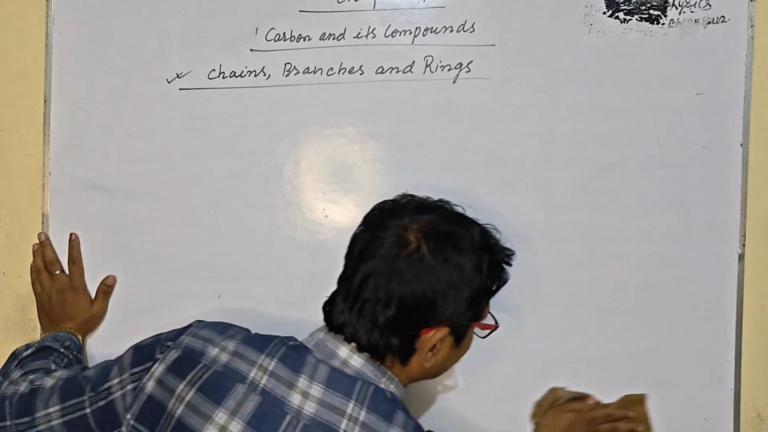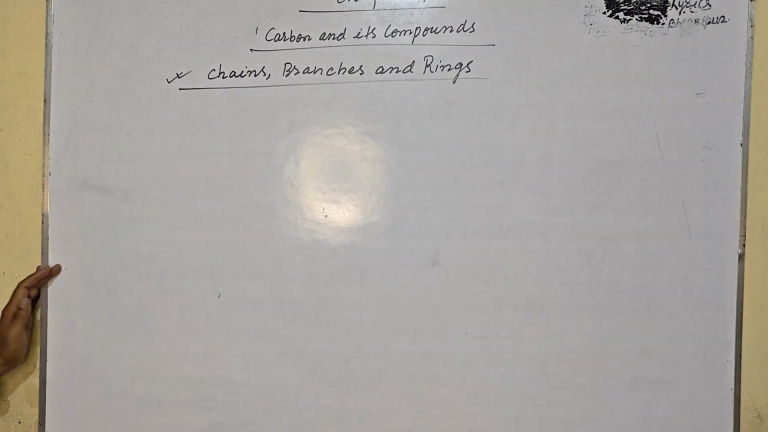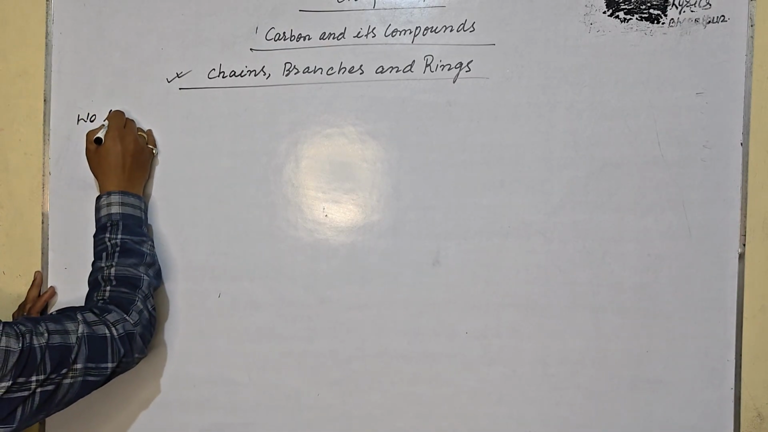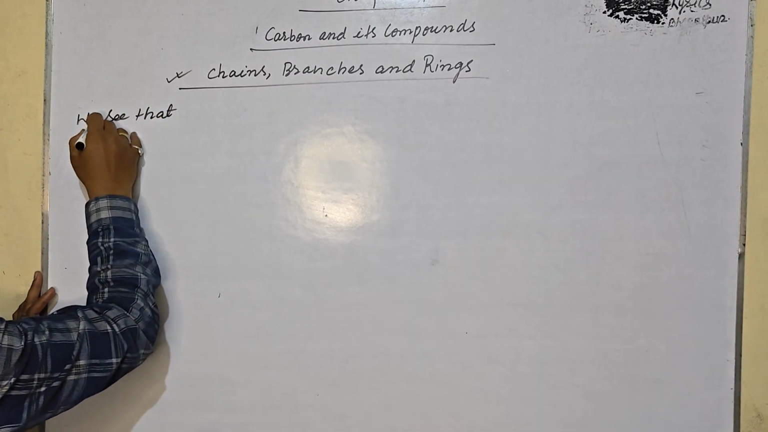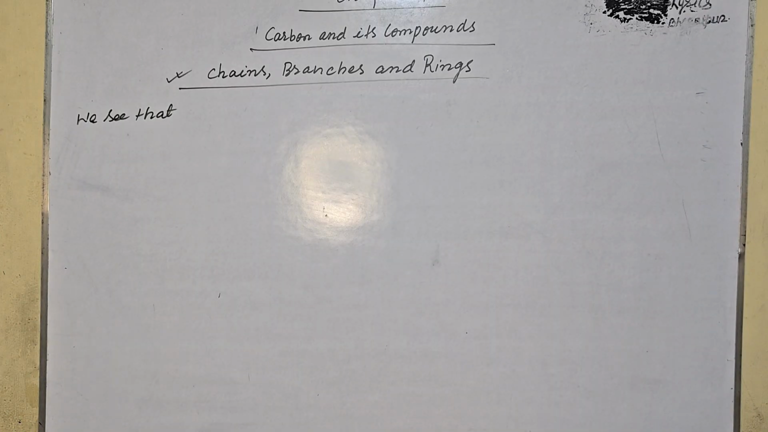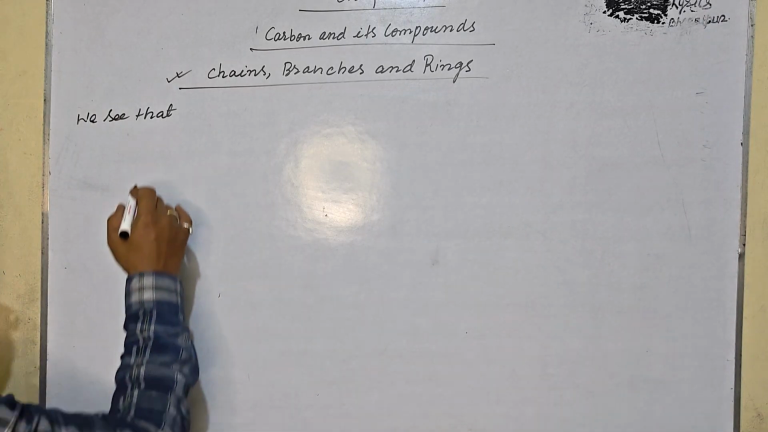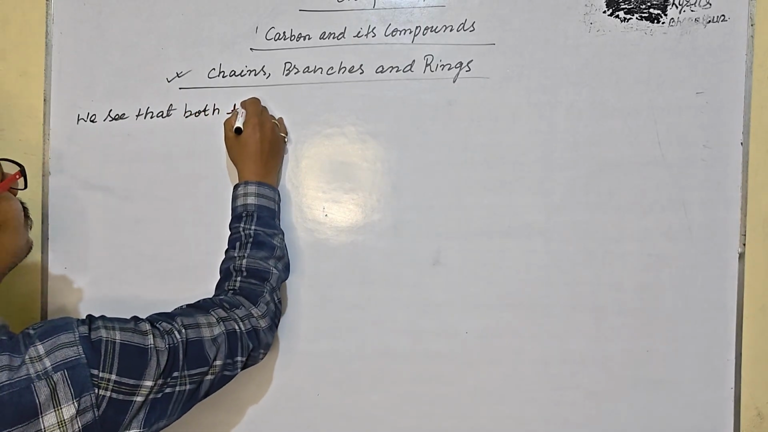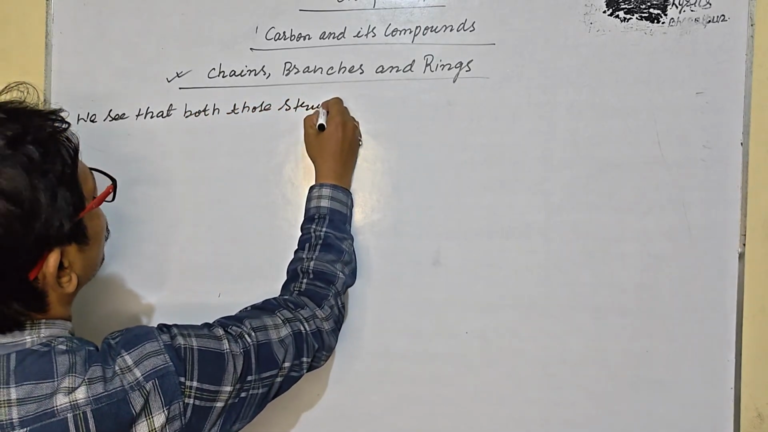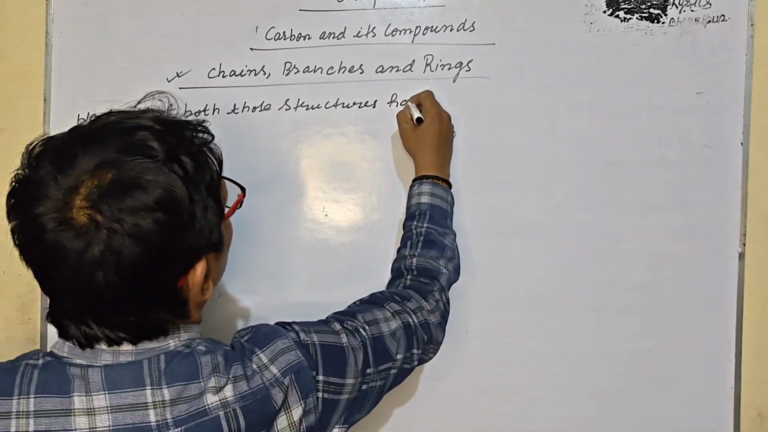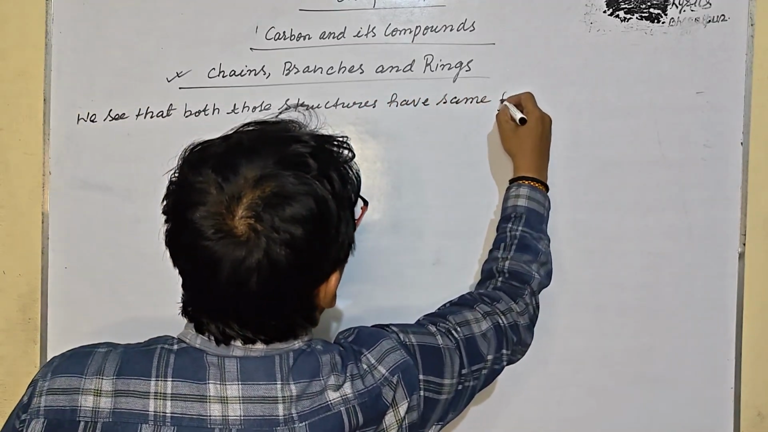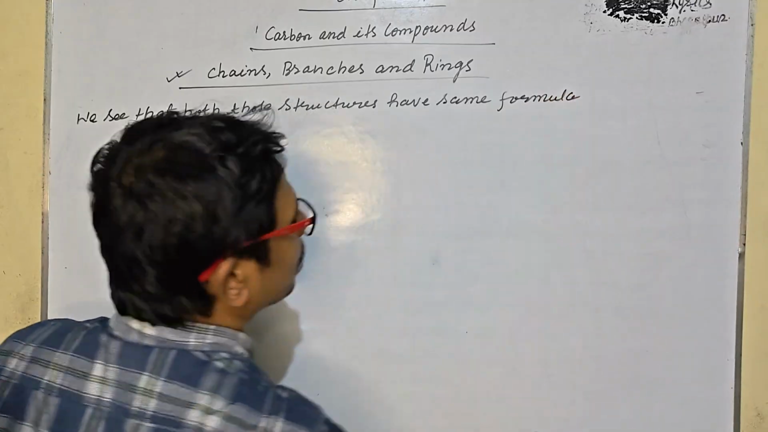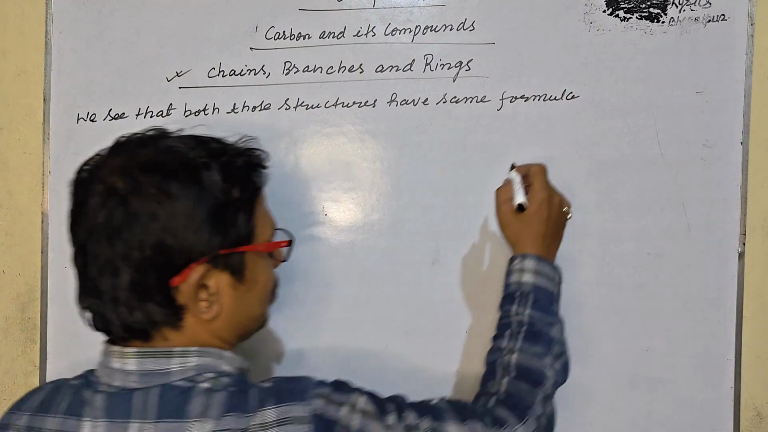According to the table, we discussed the alkanes: methane, ethane, propane, butane, pentane and hexane. So, my dear students, we see that both those structures have the same formula, that is C4H10.